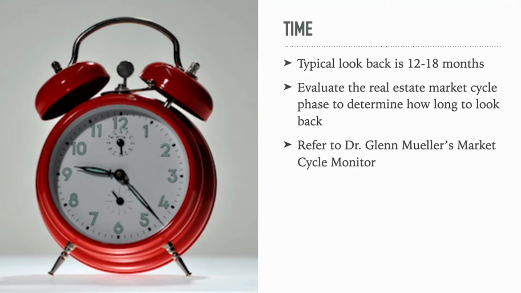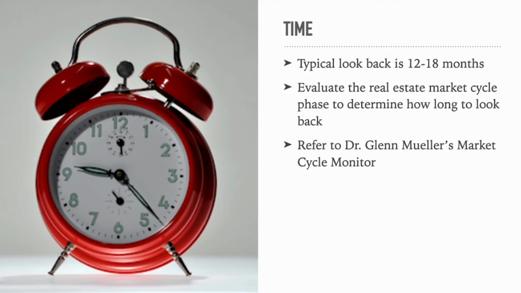So one of the things we'll do is we'll evaluate the real estate market cycle to determine how long to look back. So should we go back 2 years or 1 year? What's happening in the market and what's the right amount of time to look at? So one of the things we do is we use a tool that's put out quarterly by Dr. Glenn Mueller. He's a professor of real estate at Denver University. He produces a market cycle monitor.